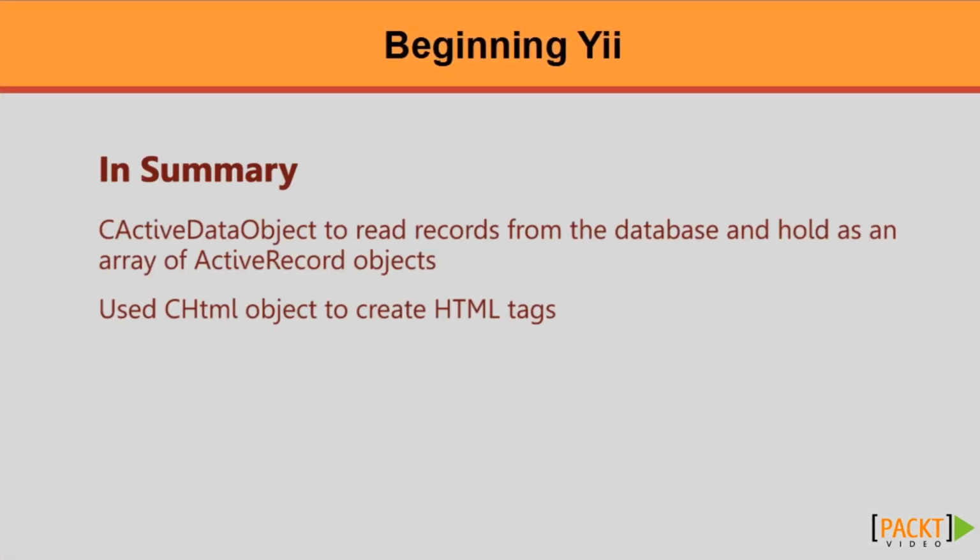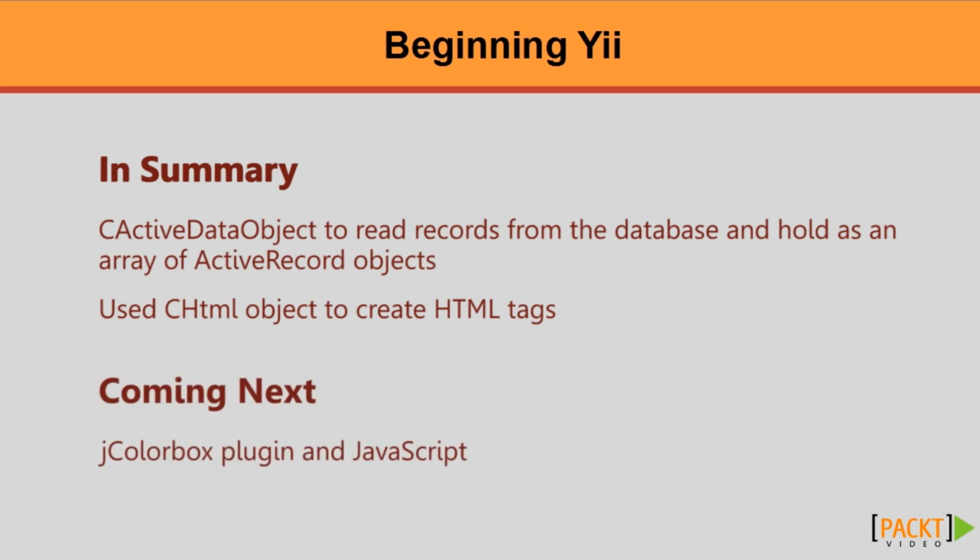So we've seen the Yii ActiveDataProvider, which read all the photo records from the database and passed these in an array of objects to our view. And then we updated our view using the CHtml object to create some HTML elements. In our next session, we're going to include a JColorBox plugin and also some JavaScript.